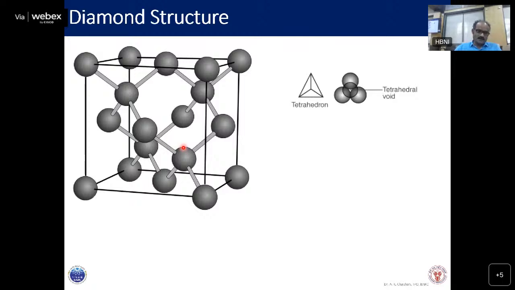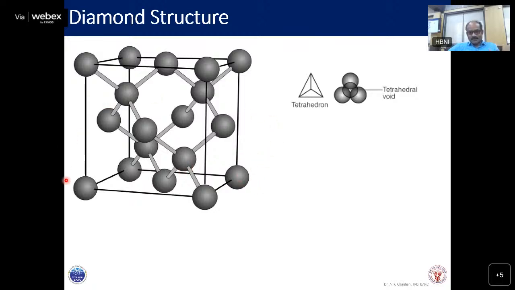Or you can visualize it in another way. You have only an FCC structure with a basis of one atom at 0, 0, 0 and another atom at 1/4, 1/4, 1/4. So in place of putting one carbon atom at every FCC point, you put one at 0, 0, 0 and then diagonally 1/4, 1/4, 1/4 away another one. If you keep repeating this structure, you will get a diamond structure.